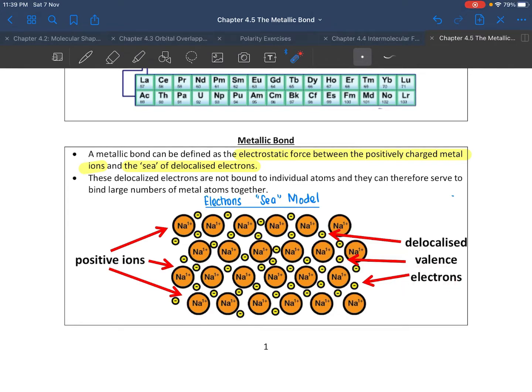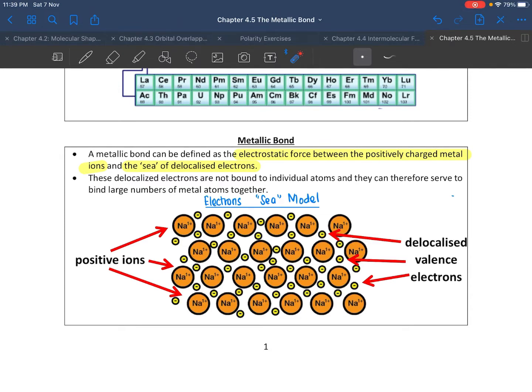So, macam mana metallic bond tadi terhasil? Metallic bond tu terhasil apabila this electron is attracted to Na plus ion. Sebab Na plus is charge positif, elektron charge negatif. So, dia akan tertarik dengan satu sama lain. So, attraction itulah yang menghasilkan metallic bonding.